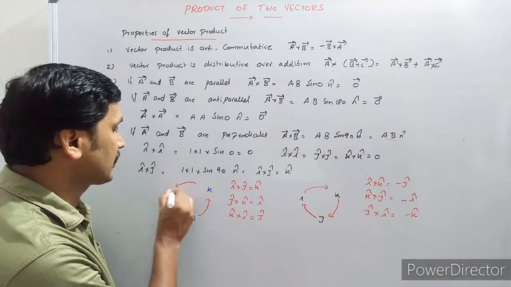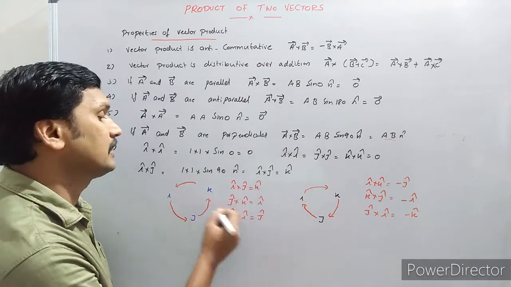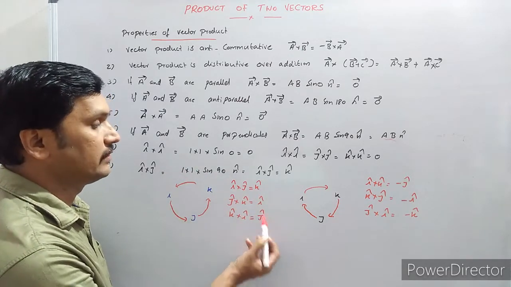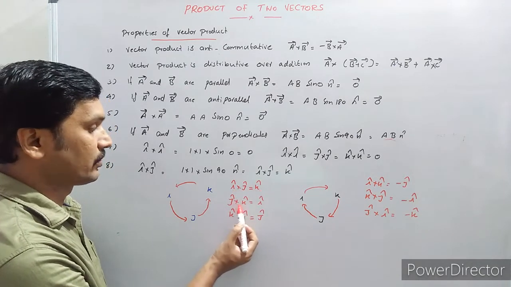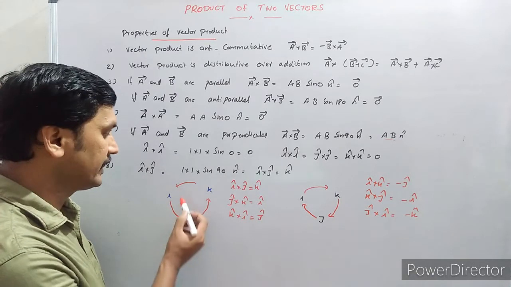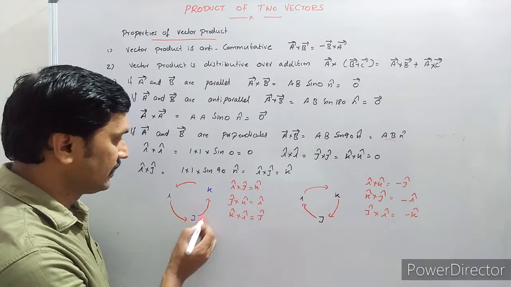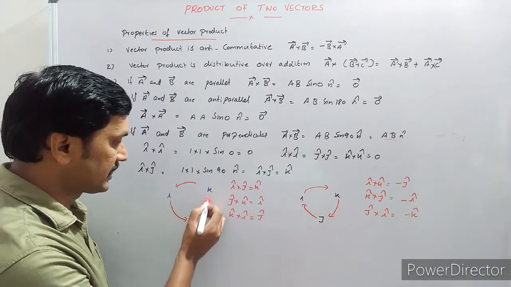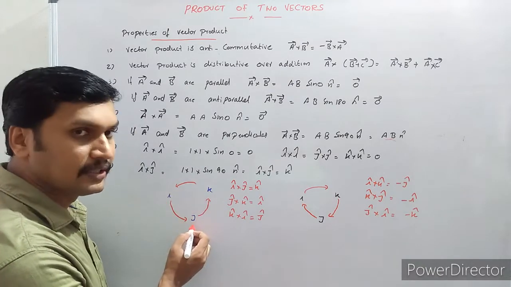So if you are taking the cross product in the anti-clockwise direction through this cyclic circle, we are getting all positive. That is, i cross j is equal to k, j cross k is equal to i, k cross i is equal to j.